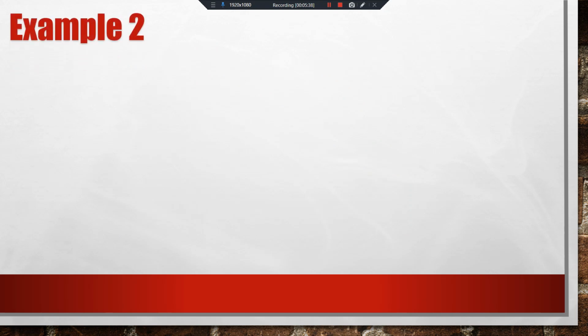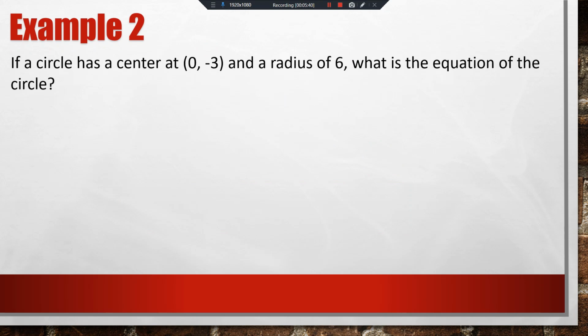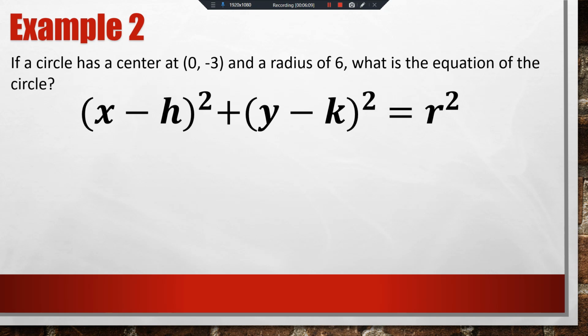Another example: if a circle has a center at (0, -3) and a radius of 6, what is the equation of the circle? Of course, the first question here is, where is your center? Is it in the origin or not in the origin? It's not in the origin. So therefore, once again, we're going to use this equation, just because the center is not in the origin.